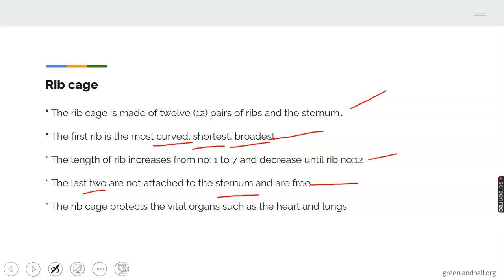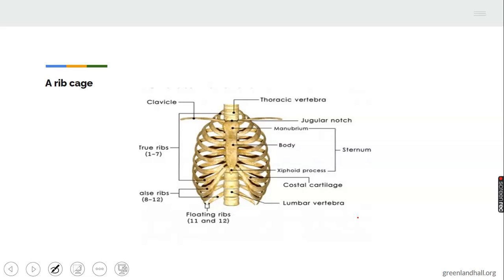The rib cage protects the vital organs. What are the vital organs present there? We have the lungs and the heart. The heart for pumping of blood, and the lung for breathing. So it is the rib cage that protects this delicate part of the body. Now that is the rib cage there for us.